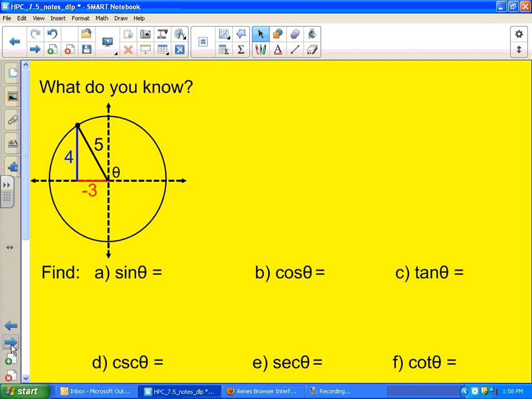So can you guys come up with these 6 for me? Let's see. We almost had a 6 out of 6 third period. Let's see if we can get a 6 out of 6 this period. What would the values be?